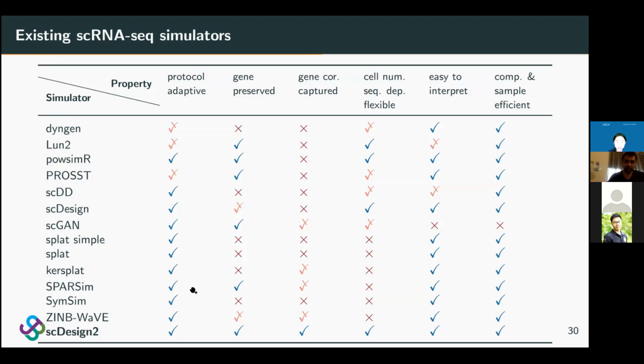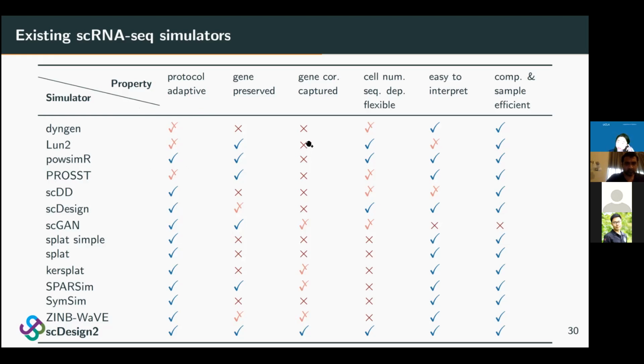Here's a summary in our paper. We evaluate each simulator from six perspectives: whether the simulator is adaptive to different experimental protocols, and whether the simulator preserves genes. So what do we mean? In some simulators, the synthetic data doesn't carry genes, which means that if we call genes the rows, then you cannot match the rows in the synthetic count matrix to the rows in the real matrix that was used to train the simulator. So basically, you cannot have that matching of genes to genes.